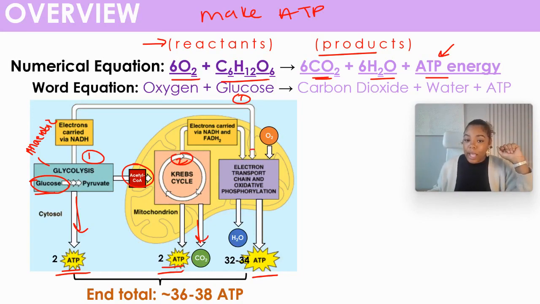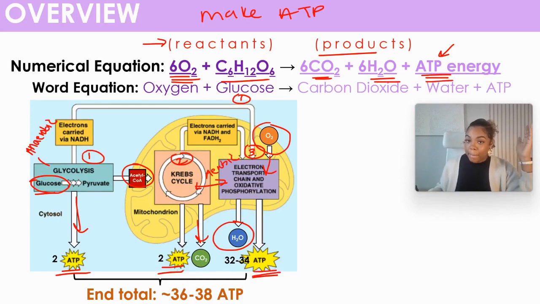And the third stage is the electron transport chain, which is aerobic. This is going to take in our second reactant, which is oxygen, and we can see that here. And it's going to make our product of water, which we see here, and also makes more ATP. And it actually makes the most ATP. All of these make the ATP that is needed for our cells to function so that we can actually live.